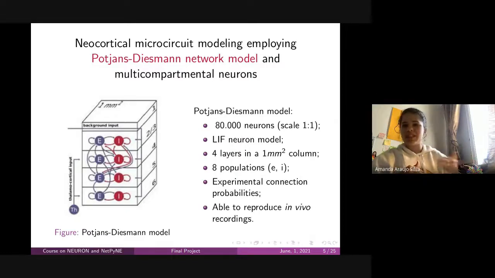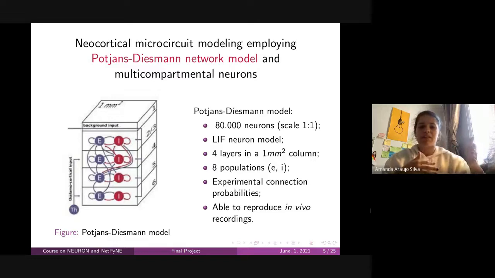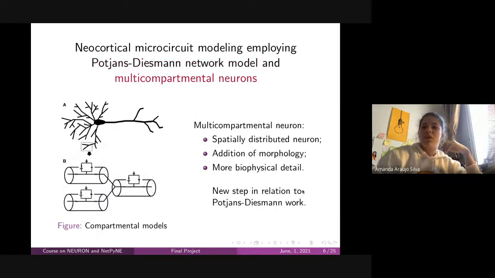What does Potjans-Diesmann tell us? It is a network that consists of 8,000 leaky integrate-and-fire neurons, and it's nice because it has a scale of one neuron in the simulation to one neuron in real life. It consists of 4 layers, 8 populations, 1 excitatory and 1 inhibitory for each layer, and its experimental connection probabilities are very detailed. Last but not least, multi-compartmental neurons are spatially distributed neurons, and they allow us to improve the biophysical detail of our model. This is something the Potjans-Diesmann model doesn't have, so it would be a step further.